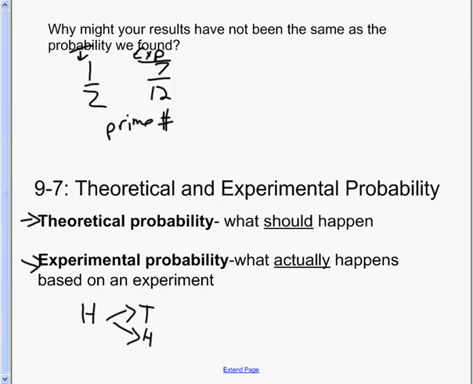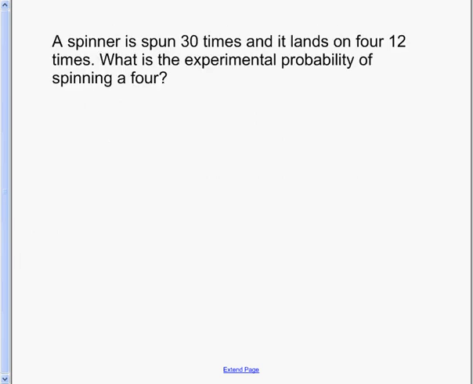So, experimental probability is what actually happens based on the experiment and is also referred to as relative frequency. So if they're asking about the relative frequency that something happened, it's based on the results of an experiment or what just happened. A spinner is spun 30 times and it lands on 4 12 times. So we have 12 favorable outcomes.